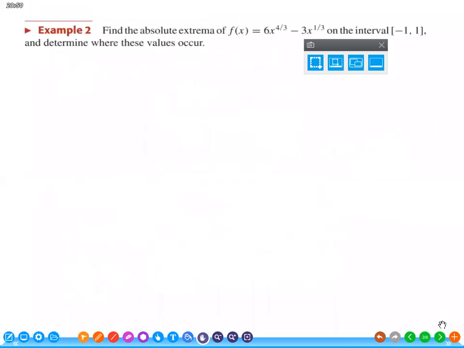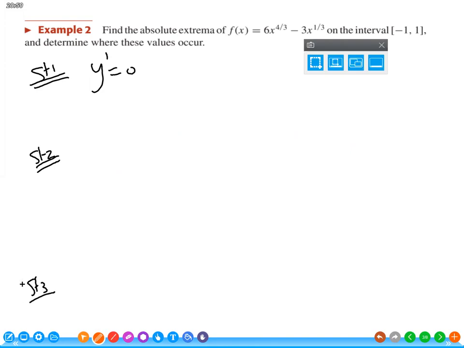Example 2, also find the absolute extrema. Again, step 1, derivative equal to 0. Step 2, substitute the critical points and the endpoints of the interval. Step 3, the highest value represents the absolute maximum, the lowest value represents the absolute minimum.